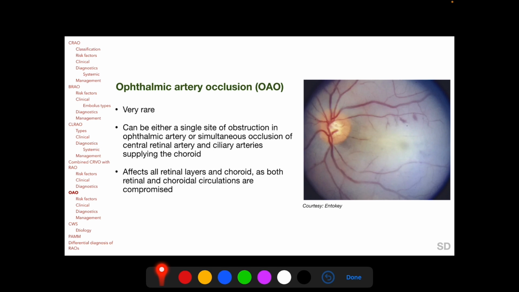posterior ciliary arteries arise from the ophthalmic artery, occlusion affects all retinal layers as well as the choroid, as both the retinal and choroidal circulations are compromised in ophthalmic artery occlusion. The clinical signs of ophthalmic artery occlusion can be either from a single obstruction within the ophthalmic artery or simultaneous occlusion of the central retinal artery and the ciliary arteries.